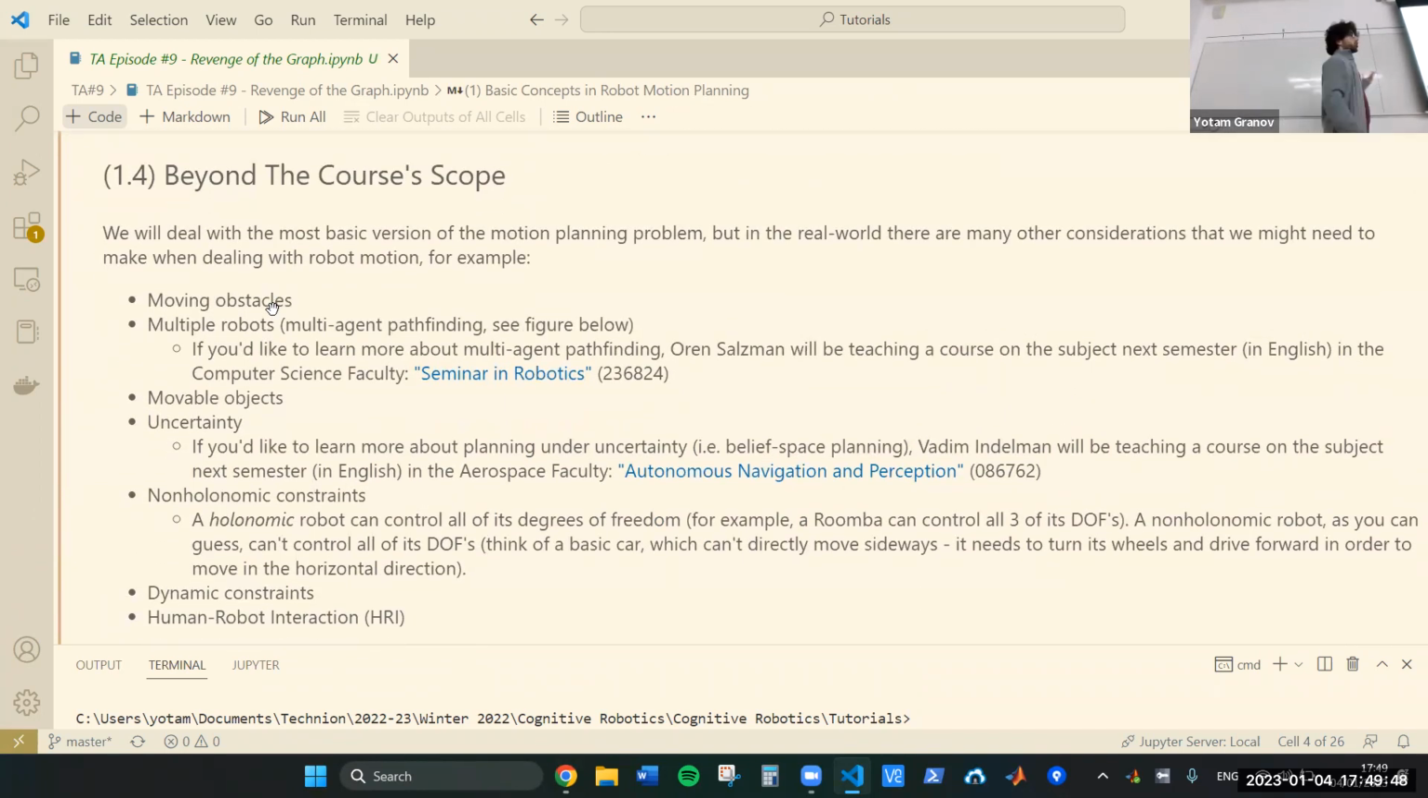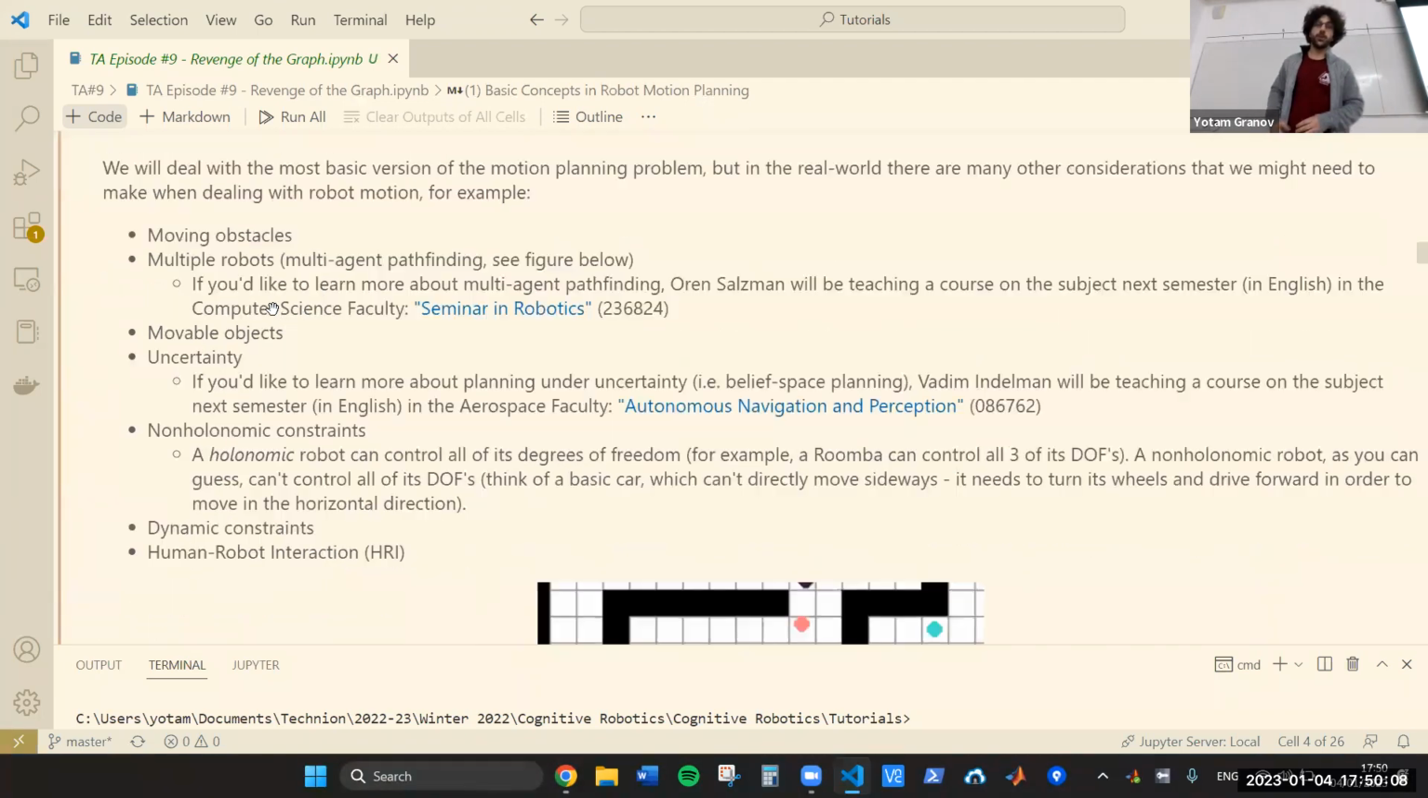There are some things related to the motion planning problem that are going to be well beyond the scope of this course. For example, if I have multiple robots that are working in tandem to move between locations, this is called multi-agent pathfinding. There are other courses at Technion on this. For example, next semester we have the seminar on robotics that will cover this topic, also taught by Oren Solomon. So if you're interested in that kind of stuff, feel free to look into it.